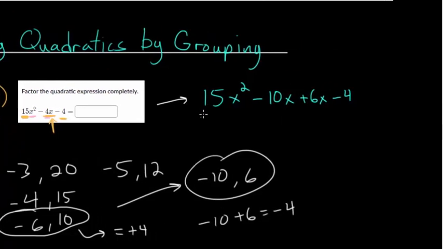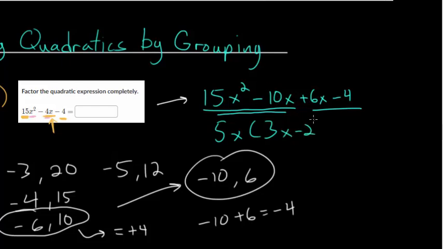And now, once we have our 4 terms, we're going to factor by grouping. So we're going to group the two first terms together and the two second terms together. And we're going to ask ourselves, what is the greatest common factor in each of these pairs? And for the first one here, notice that 5 would divide evenly into both terms, and the variable x would divide evenly into both terms. So we're going to factor out 5x, and here we're left with 3x, and here we're left with minus 2.